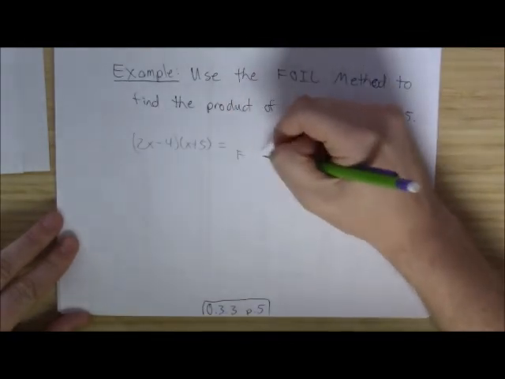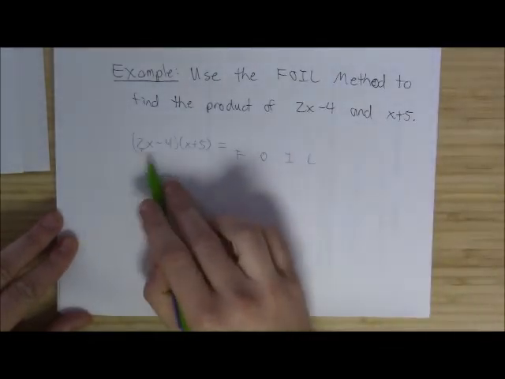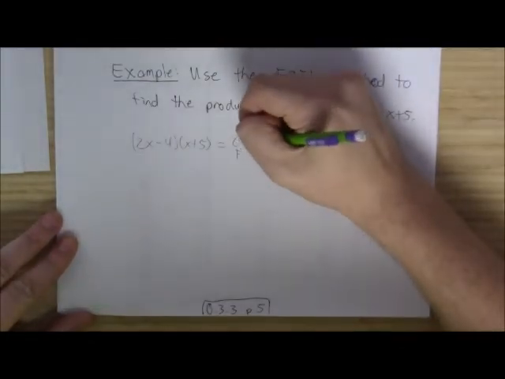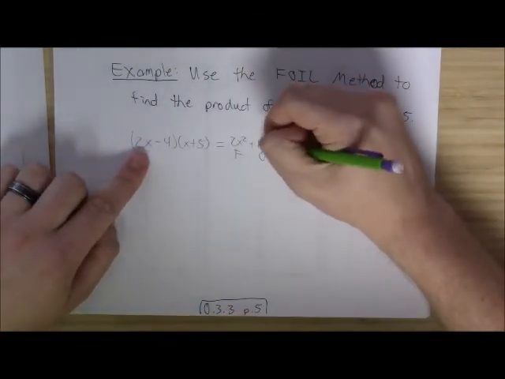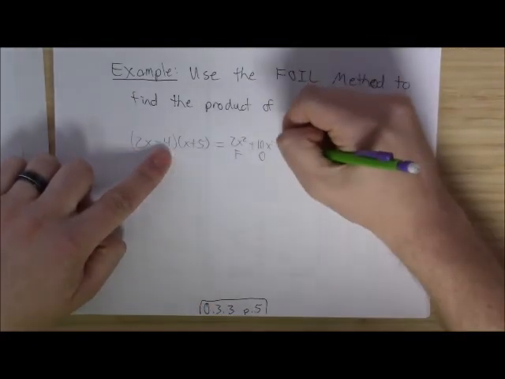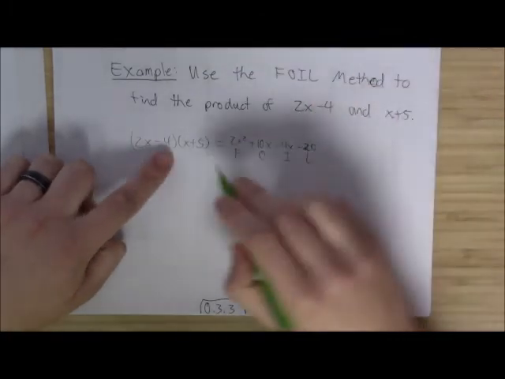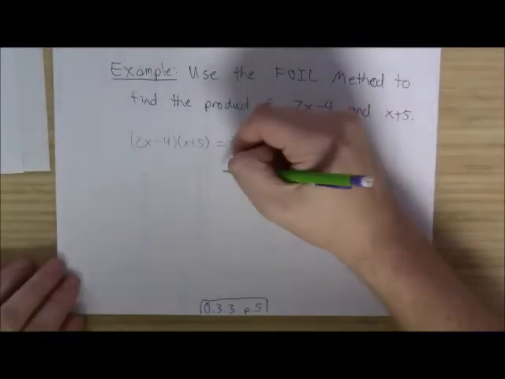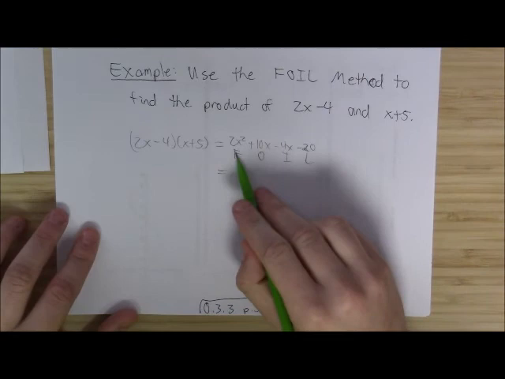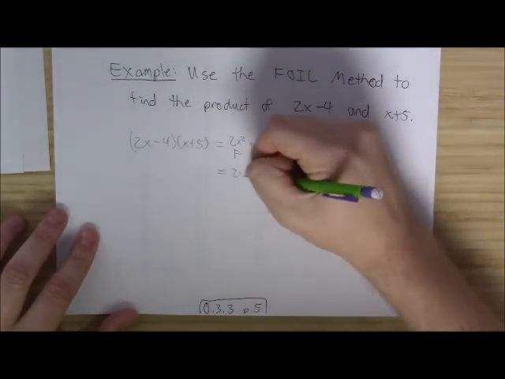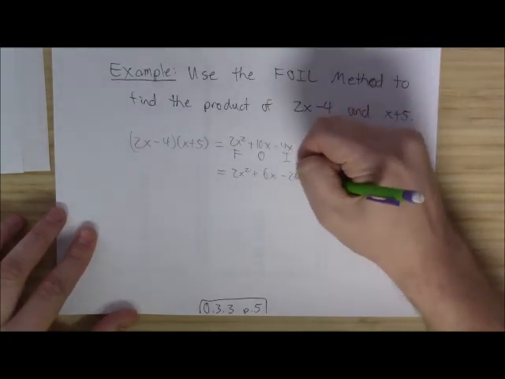Well, let's look at our first, outer, inner, and last terms using FOIL. So foiling this out, we have 2x times x, which gives us 2x squared. We have our outer, which is 10x. We have our inner, which is negative 4x. Then we have our last, which is negative 20. Okay? So if you're quick enough with the multiplications, it's really not too hard. And feel free to use your fingers as needed. And now I just need to combine the like terms. 10x minus 4x is 6x, and then minus 20.